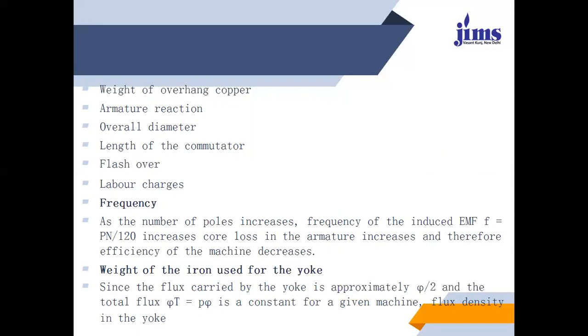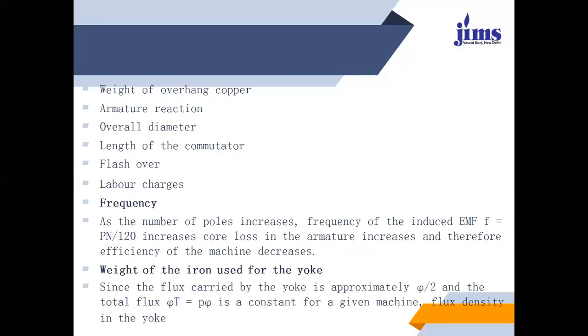As the number of poles increases, the frequency of the induced EMF, equal to Pn by 120, increases. Core loss in the armature increases and therefore efficiency of the machine decreases. Next is the weight of the iron used for the yoke.